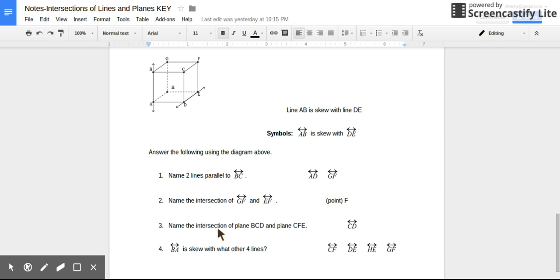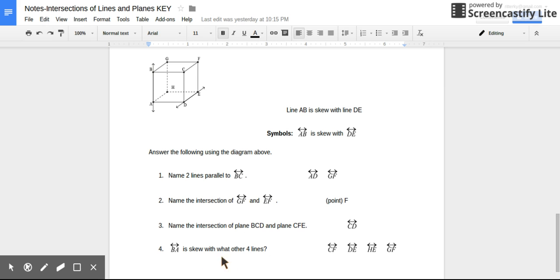Another example, name the intersection of plane BCD and plane CFE. So let's try and find the planes first. Where are these three points located? B, C, and D seem to be on the front plane, so that's the plane being described there. Points C, F, and E seem to be on the right plane here. So where does the front of this box come together with the right side of the box? Well, they're touching right here along this whole edge, or line CD. You could also say line DC, that would be okay. So planes touch along an edge or a line.